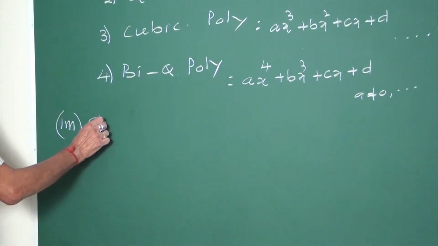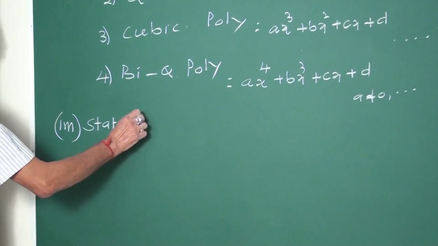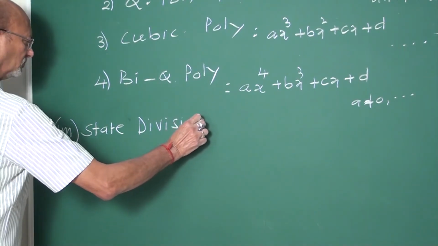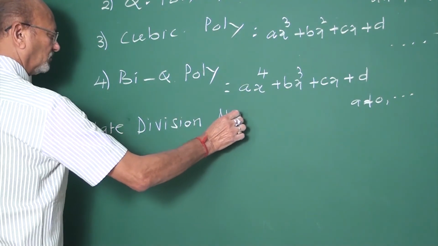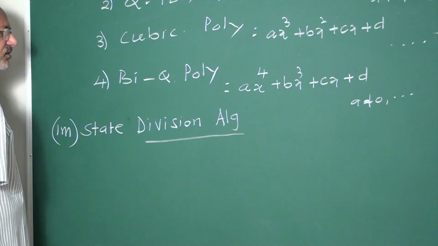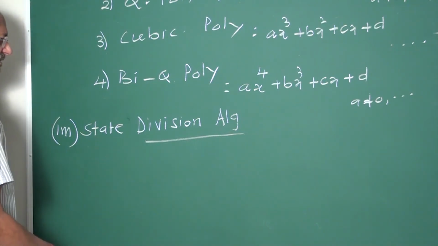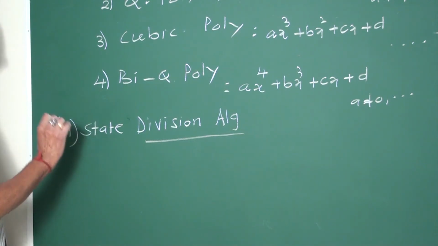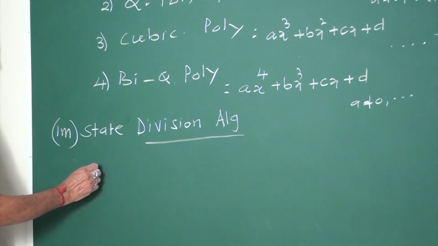State the division algorithm. All these things, my friends, we neglect. Why? Because we know the theory part, we neglect it. If they want the statement, you have to give it exactly as it is. You know it. What is that?